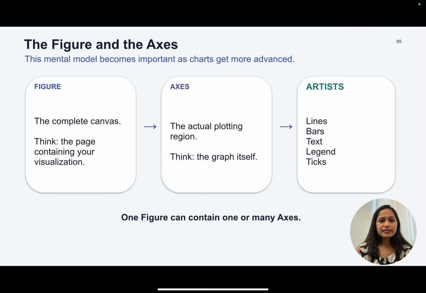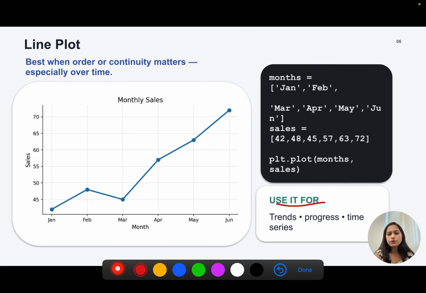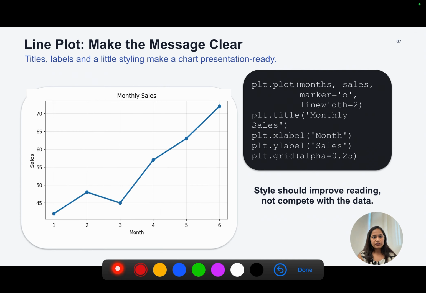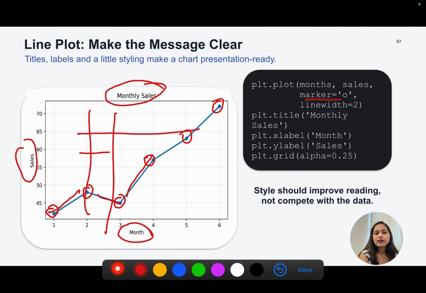Perfect. Now let us try to understand where the line plot is used. It is basically used for trends, progress, and time series. So the message is clear. If you want to make your plot a little more presentation ready, you simply add the x-axis, y-axis, and monthly sales labels, and these O markers. You can have other markers too. You can increase the line width, and you can also add these grid lines.